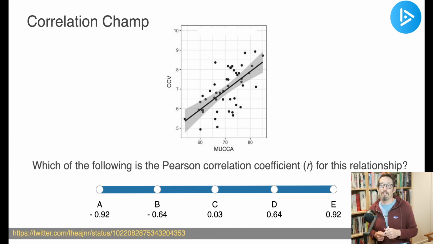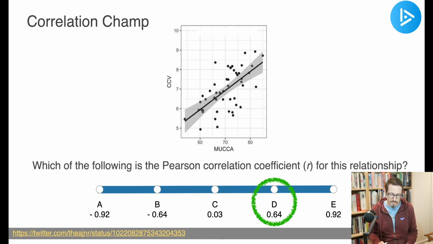Yes, it's a positive slope. Okay, that's correct. So the correct answer is D.